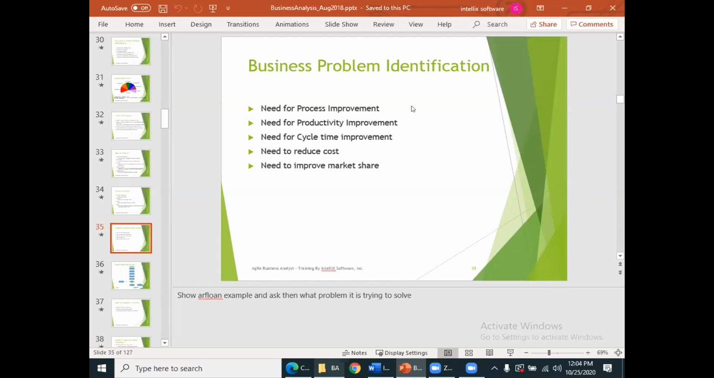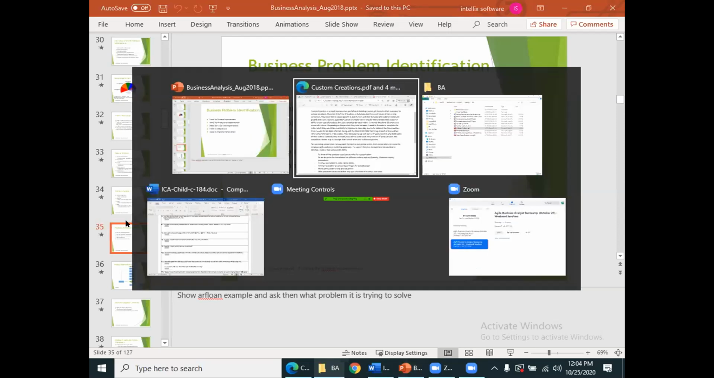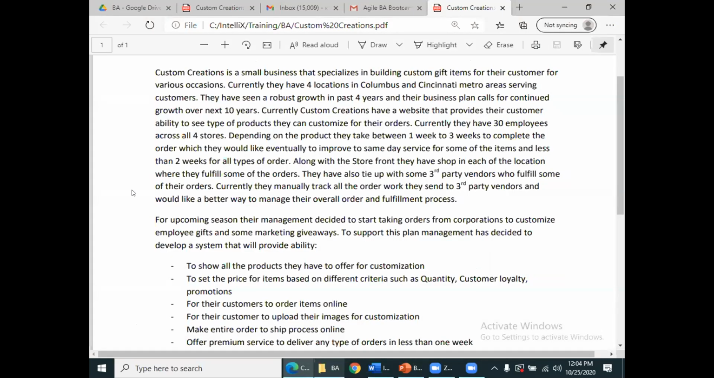So we have to determine whether this process, productivity, cost, cycle time, right? These are the 5 categories of the problem that we said it's going to fall into. What I want you to do is look at this thing and read through it.